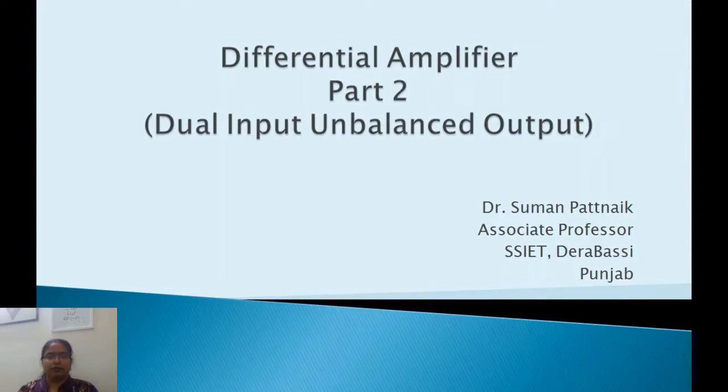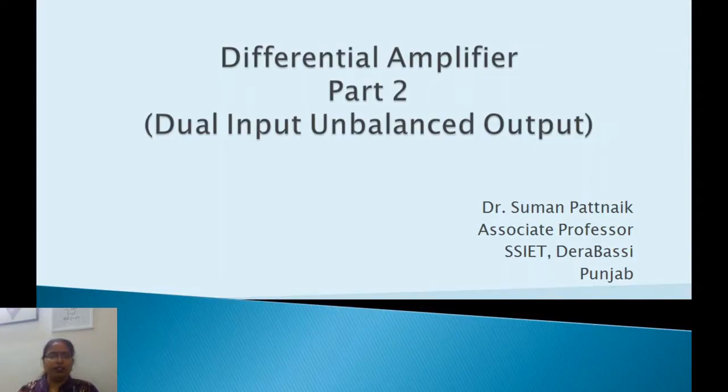In the first part we had covered the dual input balanced output differential amplifier. In this part we will be covering the second mode of differential amplifier, that is dual input unbalanced output. We will be covering the DC analysis as well as the AC analysis of this amplifier. So let us start the video.